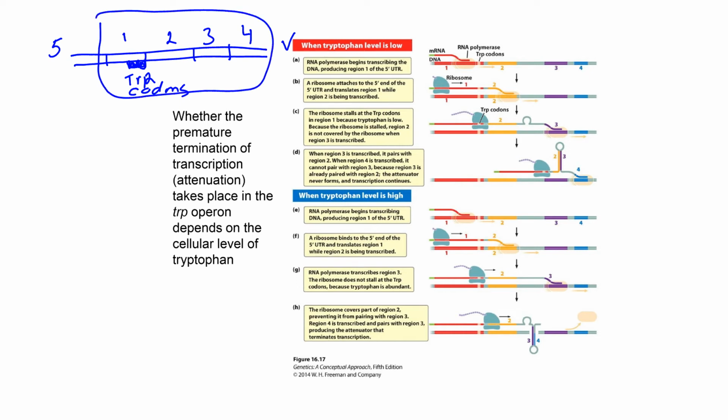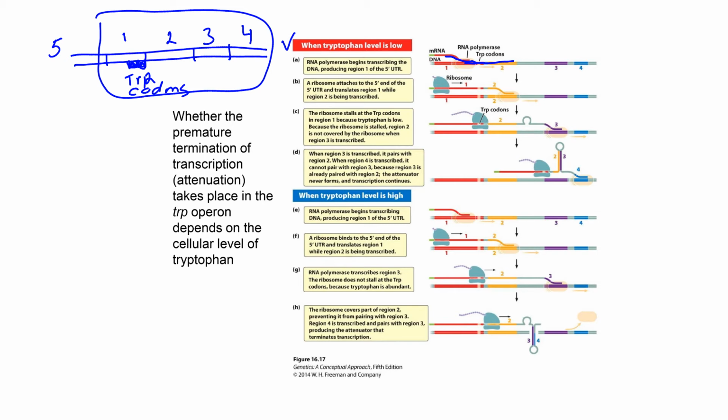So as transcription starts, mRNA is synthesized. It proceeds through region 1, region 2, and so on. You remember that in bacteria, while transcription is going on, translation starts. So as transcription is going on, the ribosome attaches and starts to synthesize a protein on region 1.